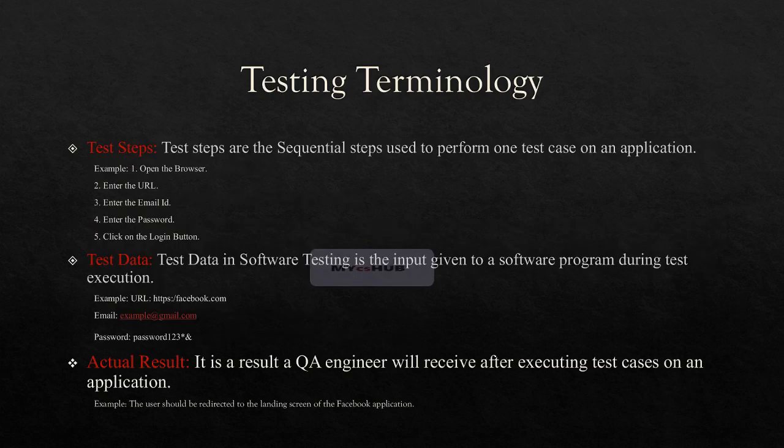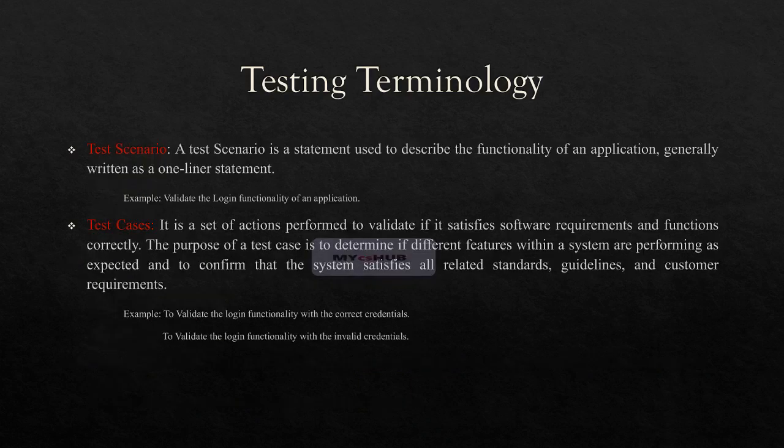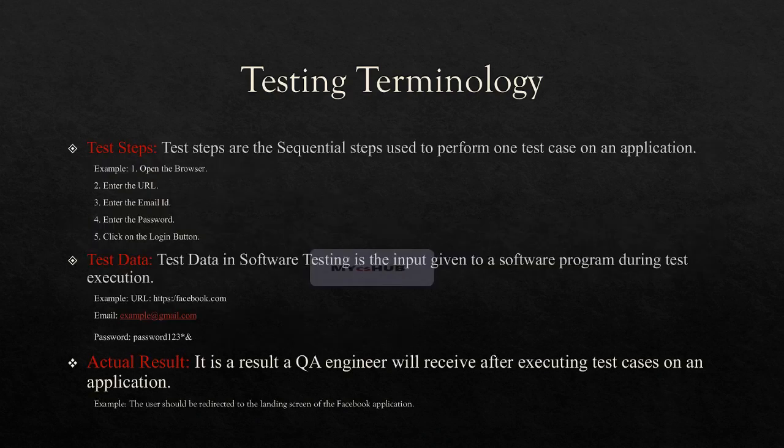Now coming to the next point, which is test step. So test steps are the sequential steps used to perform one test case on an application. So let's say we have prepared the test case to test the login functionality. Like the first test case we have is to validate the login functionality with correct credentials. Now we have to prepare the test steps in order to execute the test case. So the steps will be like: open the browser, enter the URL, enter the email ID, enter the password, and click on the login button. So these are a few steps required to execute the above test case.